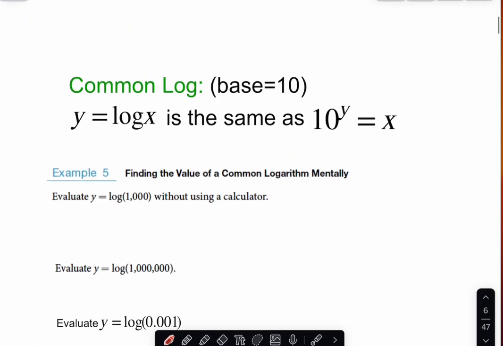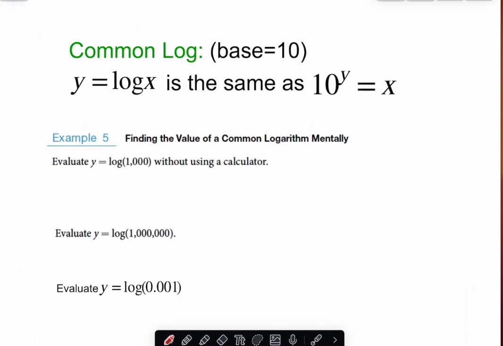So as I said earlier, the common log is a log base 10. There's technically a little magical little 10 right there. If you don't see it, you have to know that the base is a 10. And it's not a bad idea, if you don't see a number there, to add in that little 10. So if you see the notation log of x, that's the same as the log base 10 of x. So with a base 10, you do not have to write that.